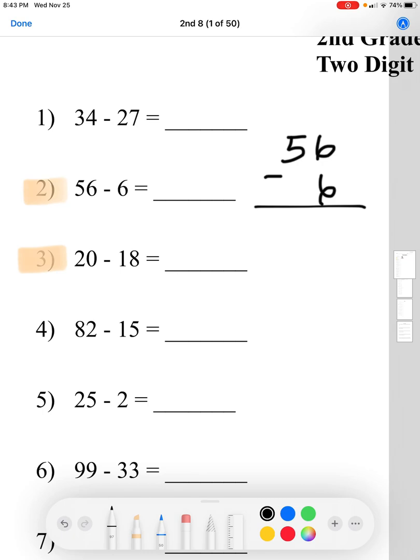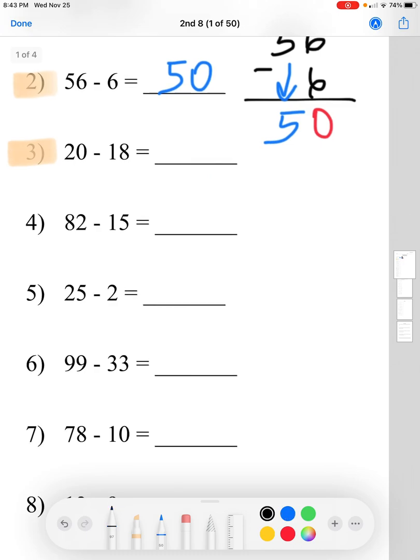Okay, so first we're always going to be starting with the ones place right here. The 6 minus 6. 6 minus 6 equals 0. And then we'll move on to the next part, the tens right here. 5 minus nothing, so we'll just bring the 5 down. So the answer is 50.